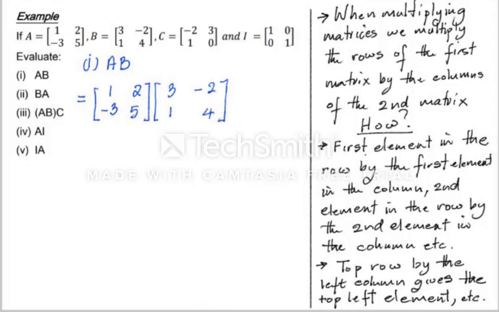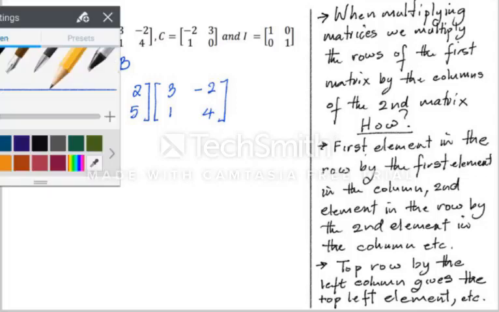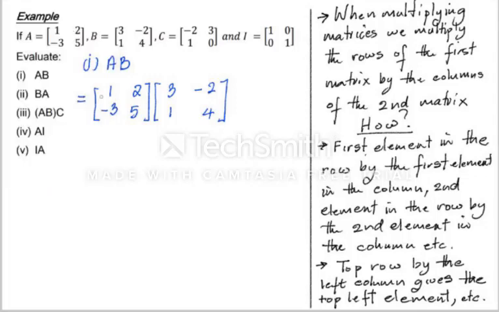To the right of the screen, we see a little note on multiplying matrices. Here's how we start. When multiplying matrices, we multiply the rows of the first matrix by the columns of the second matrix. So these would be the rows of the first matrix, and these would be the columns of the second matrix.